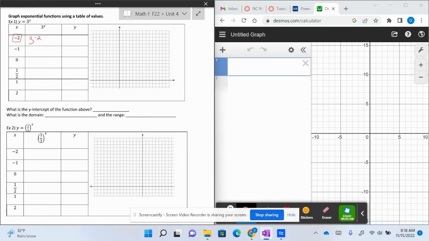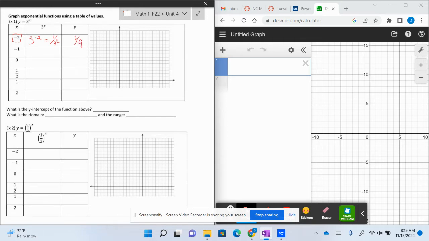And 3 to the -2 is the same thing as what? What happens when I have a negative exponent? I have to do what with it? Drop it. So that's the same thing as 1 over 3 squared. And 1 over 3 squared is what? What is 3 squared? Yeah, this becomes 1/9.